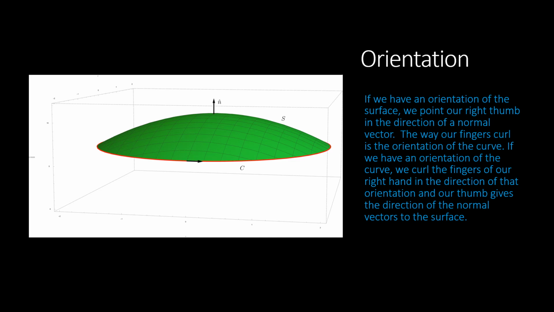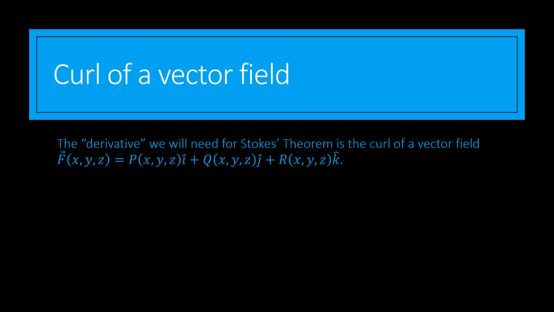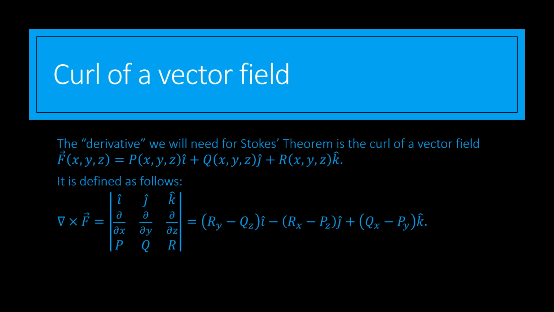The next thing we need to do is talk about, well, what do we mean by this derivative that we had in quotes before? So this is what's called the curl of a vector field, and this is our derivative for this particular case. So let's take a vector field here, F, with P, Q, and R as my component functions. Then the curl is defined as follows. So we take the gradient here and treat it like a vector, and we take the cross product with F.